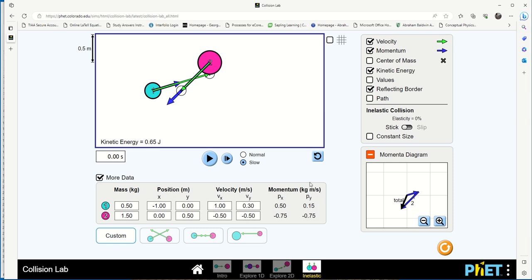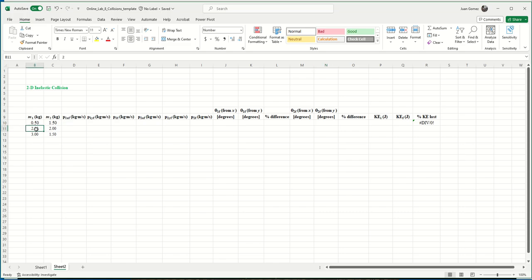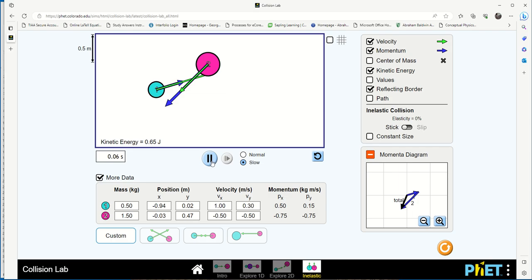Now watch what happens when I run the simulation: they're going to collide and they should stick together. Again, we're going to use the same masses as sheet 1. First time, M1 0.5, M2 1.5. Then M1 and M2 both equal to 2 kilograms, and M1 3, M2 1.5. Let me go ahead and run the simulation. Oh, I forgot values. We need values. There. In fact, let me restart this.